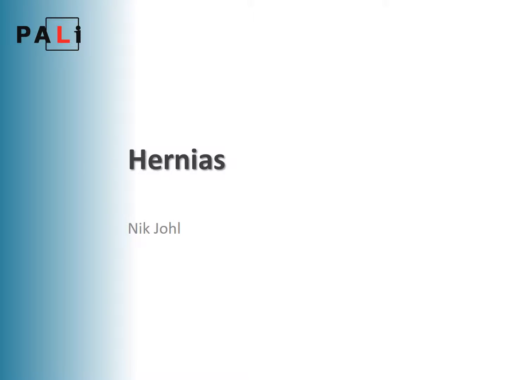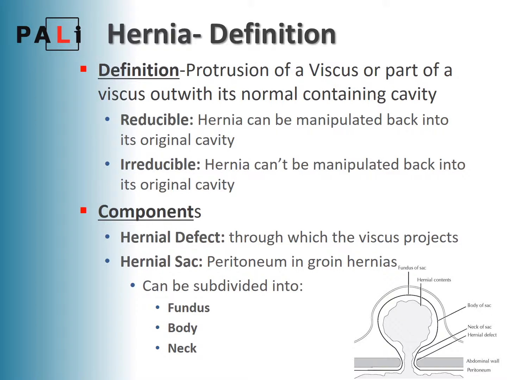This presentation will focus on hernias and will briefly cover the anatomy, the clinical features, and the management, and should take you up to everything you need to know for a finals examination. So the definition of a hernia is the protrusion of a viscus or part of a viscus from outside its normal containing cavity. A hernia can be described as reducible if it can be manipulated back into its original containing cavity, or irreducible if it can't be, either by the patient themselves or by a medical professional.